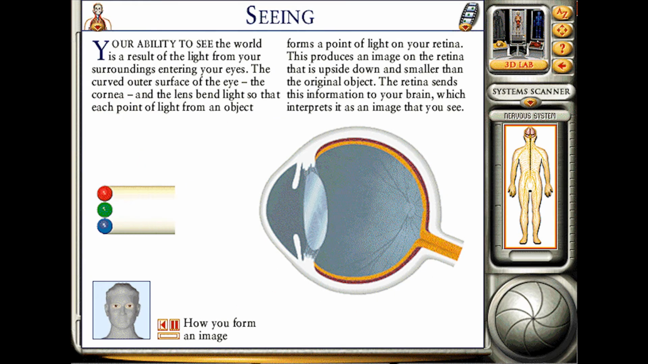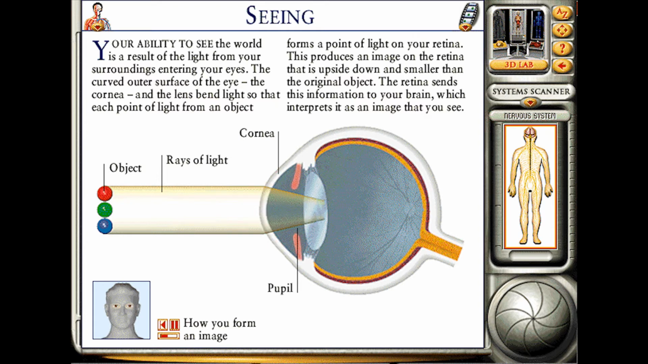You see the world through your eyes, which take in rays of light that have been bounced or reflected off objects. An object reflects rays of light that are bent as they enter the eye through the cornea. They travel through the pupil and through the lens, which brings them into focus on the retina. The image so produced is upside down and smaller than the original object.